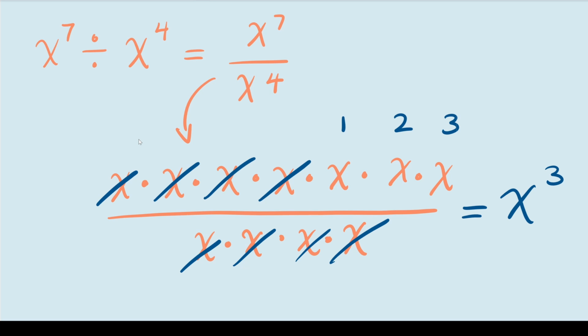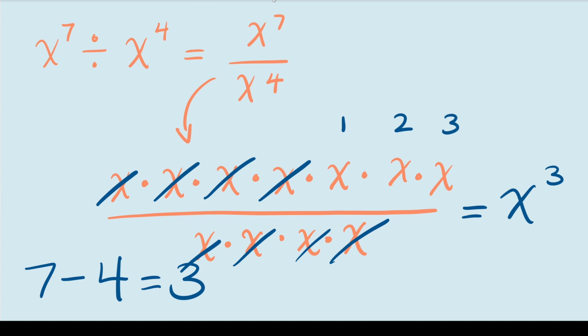We had 7 x terms in the numerator, and we had 4 in the denominator. For each term that we had in the denominator, we took 1 away from the numerator. So we had 4 x terms multiplied with each other in the denominator. We took those away from the numerator. So essentially, we took 7 of our x's in the numerator and took away 4. And that left us with 3. This should give us a hint as to what way we can use a shortcut to make this process faster.